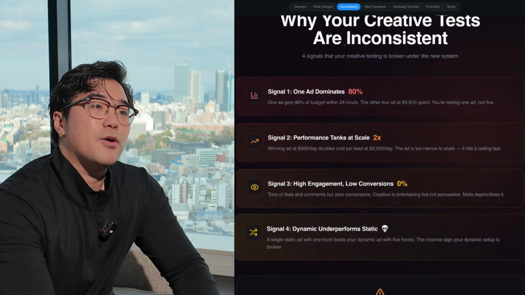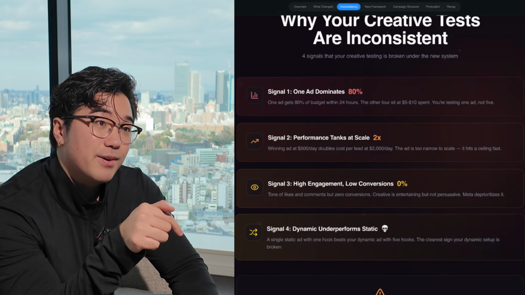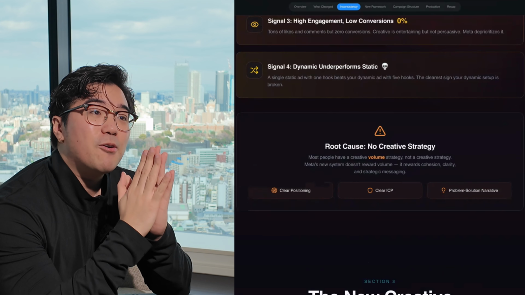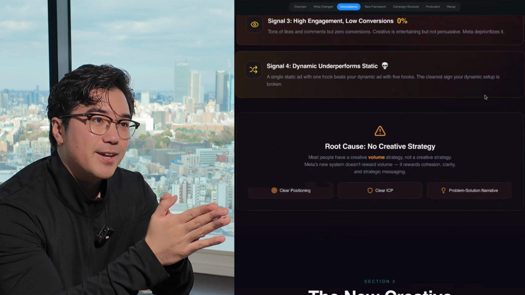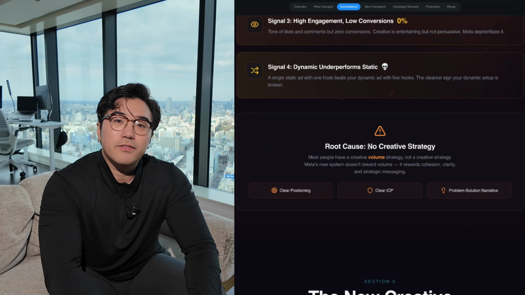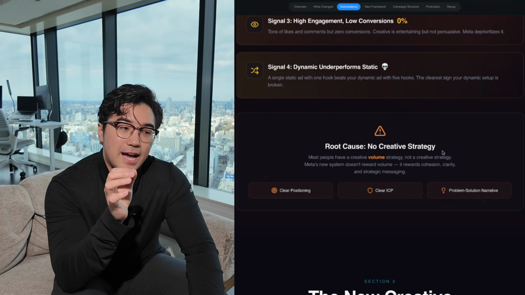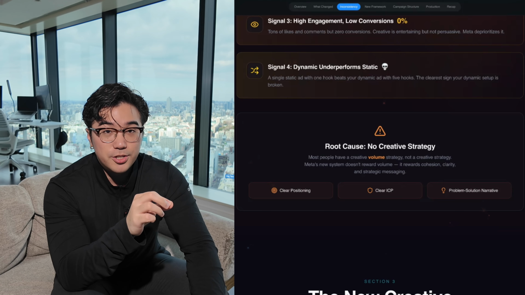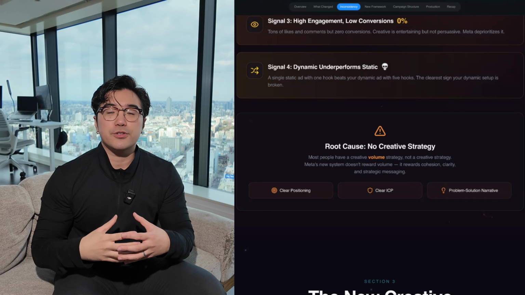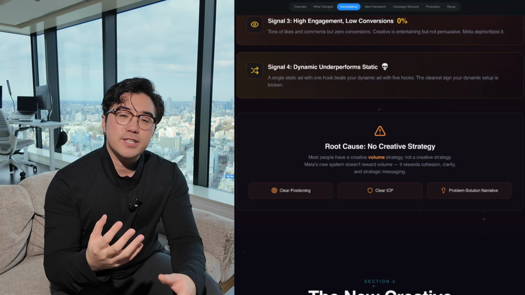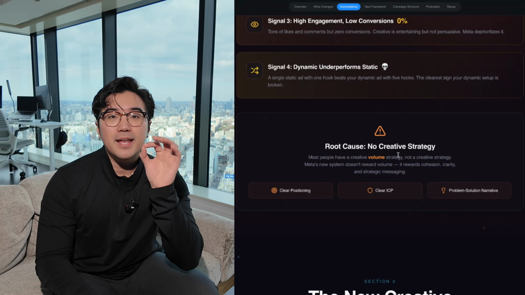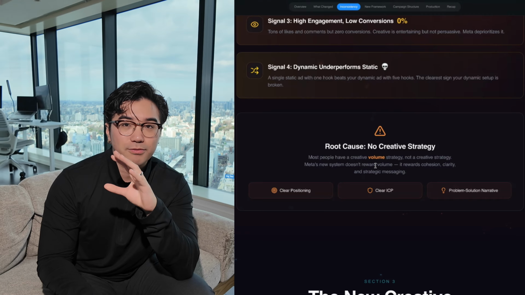And this is what most people are experiencing right now. Dynamic creative used to be a shortcut to efficiency, and now it's a shortcut to wasted ad spend. So here's the root cause of all of these symptoms. Most people don't have a creative strategy, they have a creative volume strategy. They think the answer is to produce more hooks, more variations, and more combinations, and just let Meta sort it out.